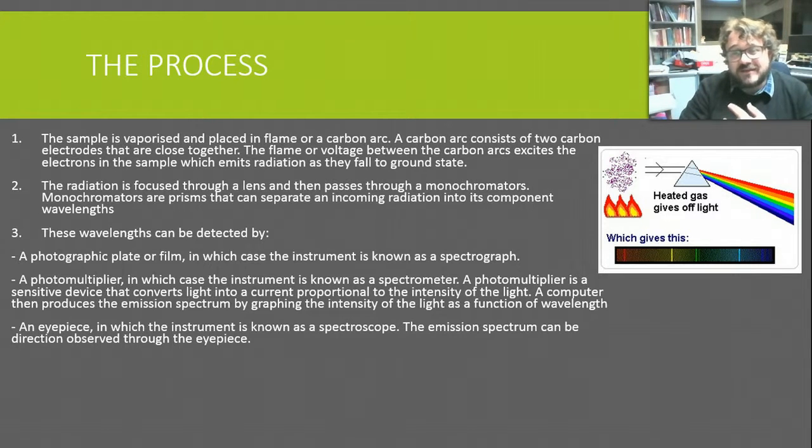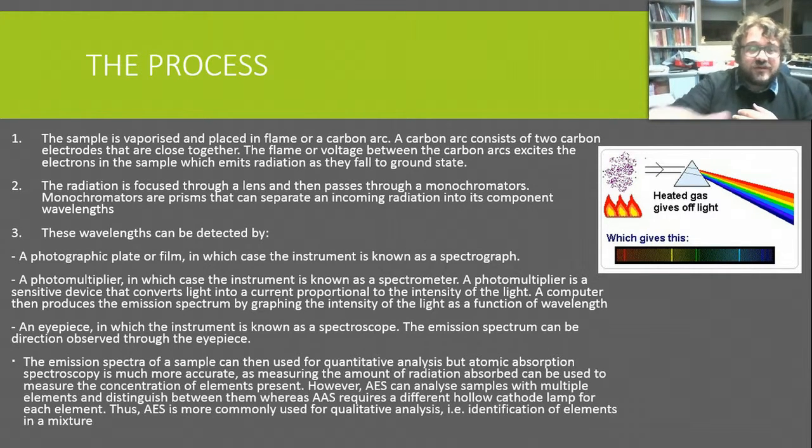You might want to tabulate these three so you know them. Emission spectrum can be observed directly. You just look at it through an eyepiece, and it's pretty sweet. Now we can use it for quantitative analysis, and that's cool. But AAS is much more accurate for that, so you just wouldn't use it.